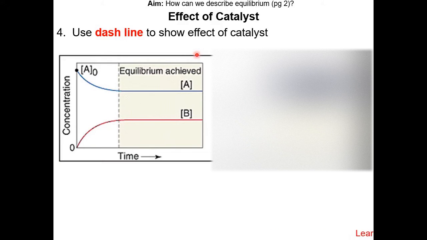Here's the effect of catalyst on graphs of equilibrium. Notice with a catalyst, equilibrium was reached faster.